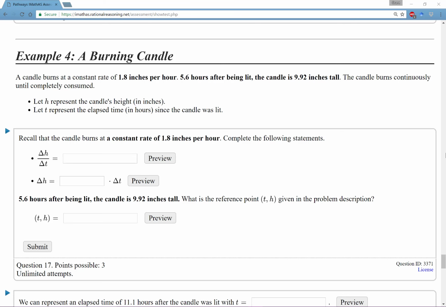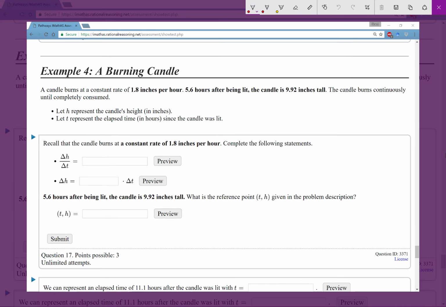Let's look at the following example. A candle burns at a constant rate of 1.8 inches per hour. 5.6 hours after being lit, the candle is 9.92 inches tall. The candle burns continuously until it is completely consumed. We'll let the variable h represent the candle's height in inches, and we'll let t represent the elapsed time in hours since the candle was lit.